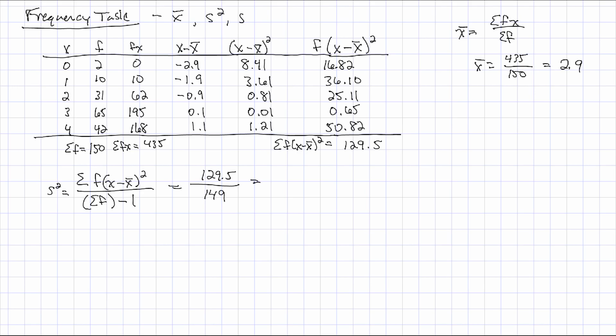So our variance for this problem is 0.869. Our standard deviation is just the square root of our variance. So the square root of 0.869, which is 0.932. So if you see this example, go back, see if you could do it by hand, and you get the same answers.